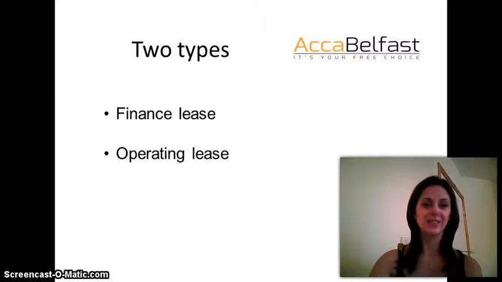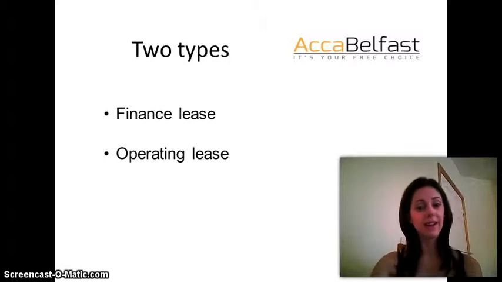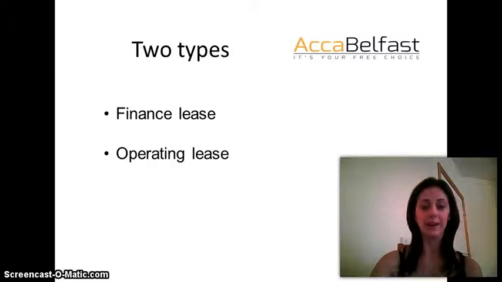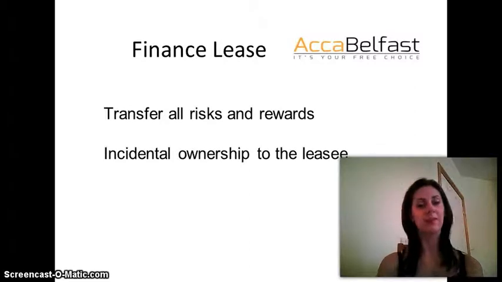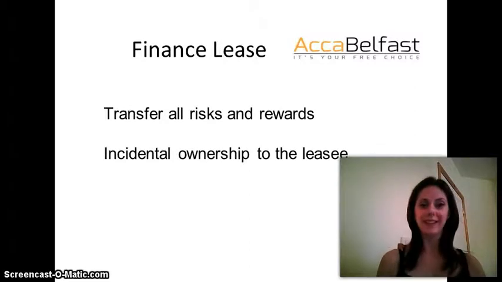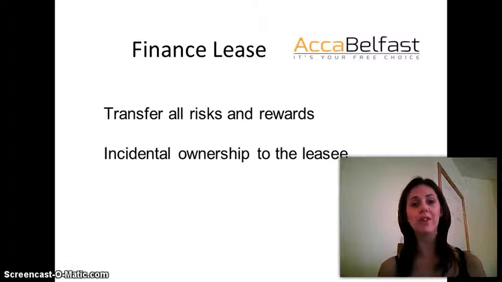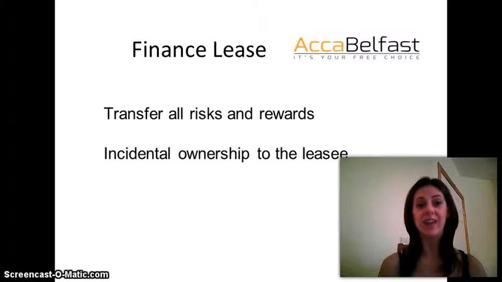So under this standard, there are two types of leases. There's a finance lease and there's an operating lease. So how do we establish what they are? Well, a finance lease is a lease that transfers all risks and rewards to the lessee.